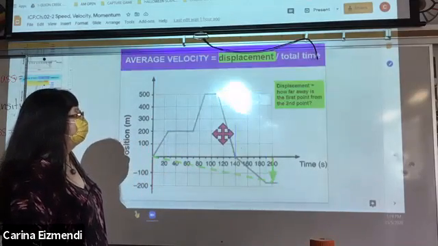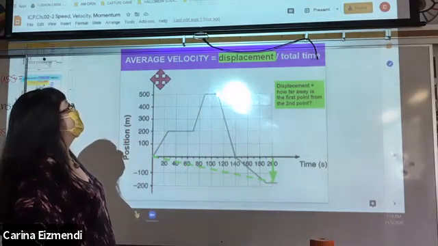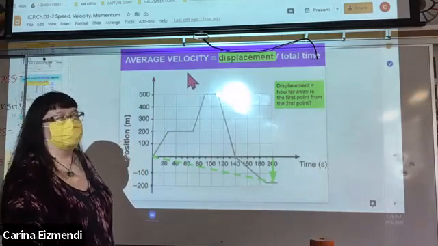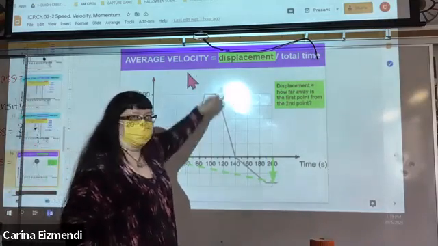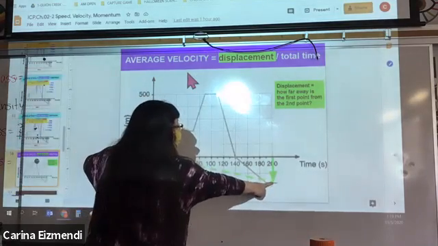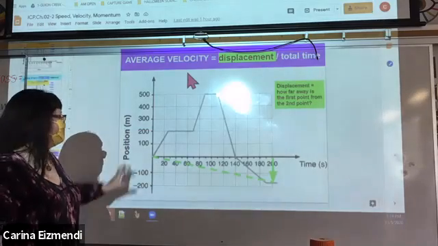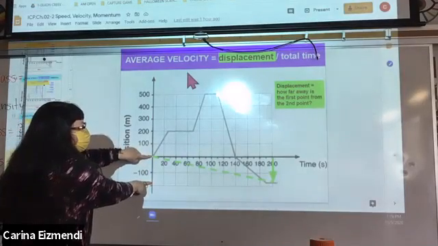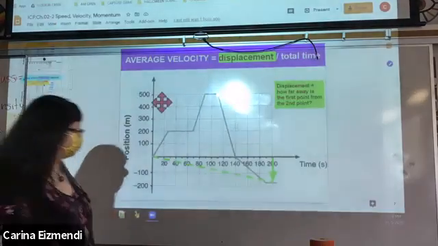Now, if we do the same thing with displacement, so if we're doing average velocity, remember, that is displacement divided by time. So we don't care about all this up and down jazz. We care: where did you start? Where did you end up? Okay, so how far is the first point from the second point? It's like 175. I don't think I did this on slides because I had to go to sleep.